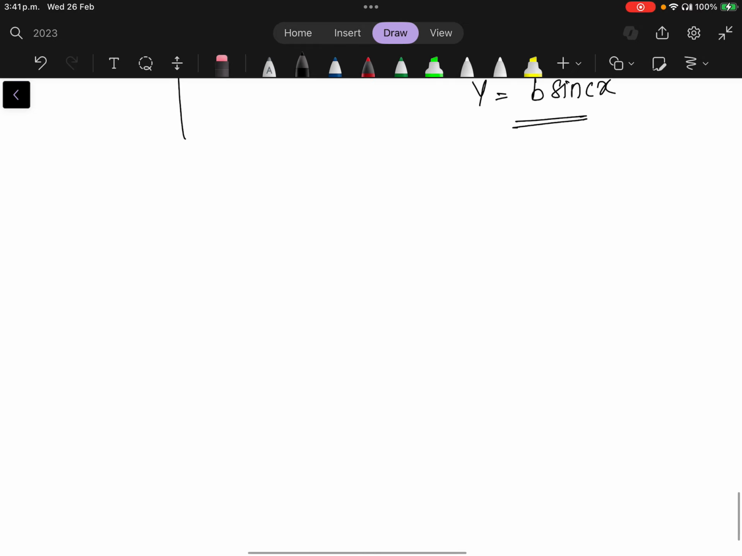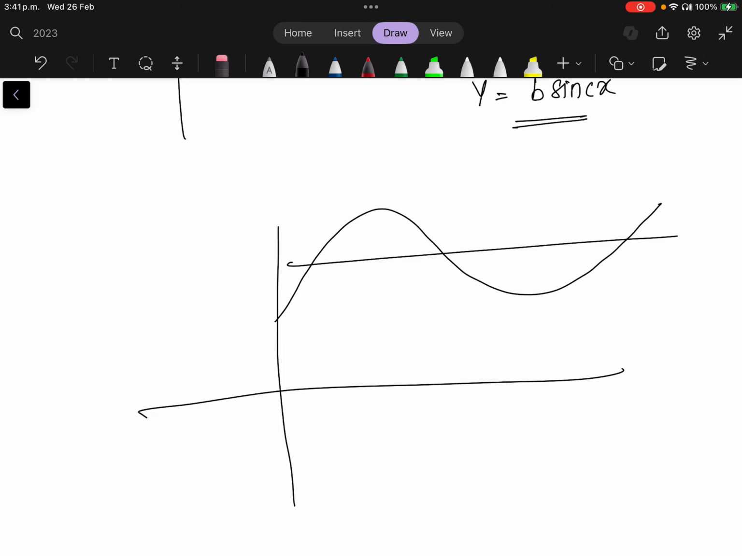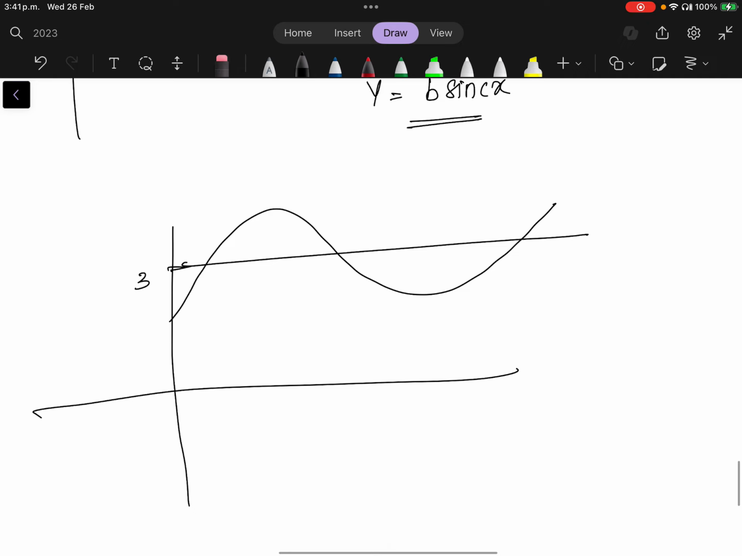But if it is somewhere other than the x-axis, and if this value is, as I said, 3 or something like this, then instead of a, it will be 3. So the equation will be y is equal to 3 plus b sine cx. B and c will have values. Currently, I don't have any values, but it will definitely have values. But a is what tells you the distance from the x-axis.